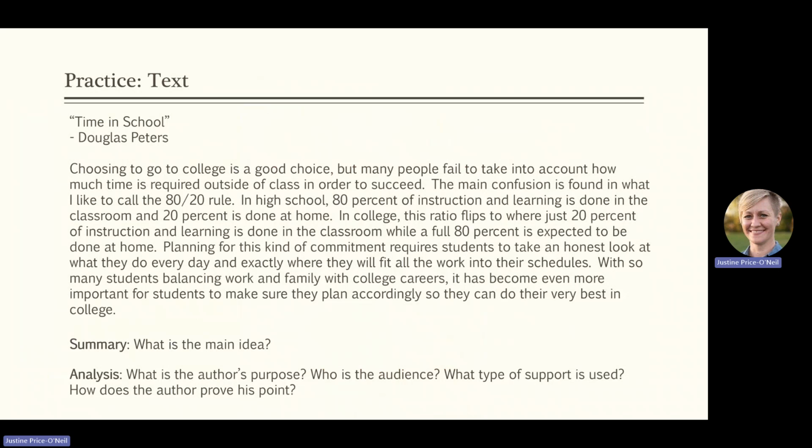Again, for analysis, no one clear right answer, but when analyzing, you should be digging deeper and making an argument and then backing up that argument with evidence.